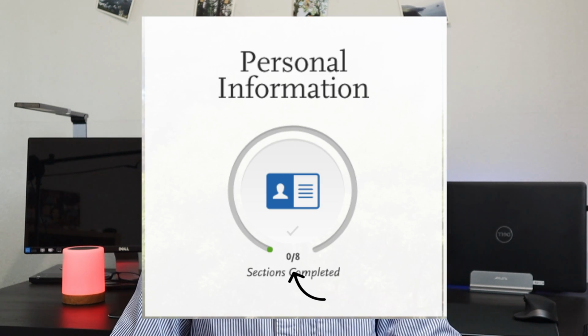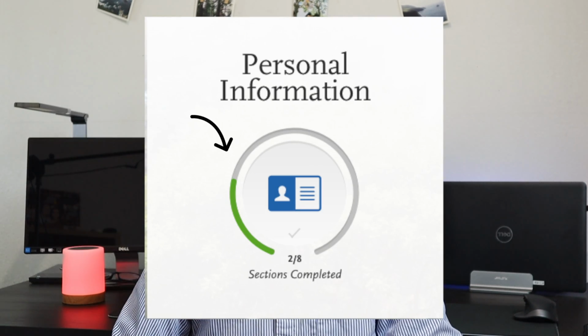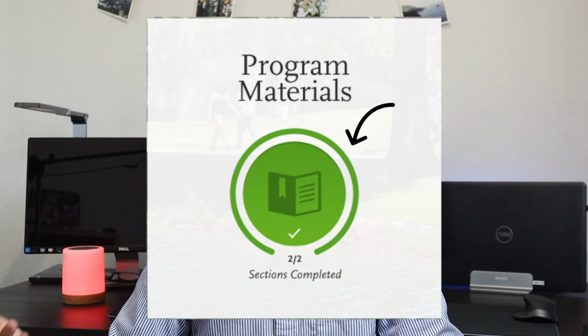For each individual quadrant, you might be able to see that there are specific numbers listed there as well. The numbers that you see are basically subsections that you'll have to complete before that entire quadrant or section is completed. And then you can also see a green circle around each individual quadrant. The green circle will get fuller and fuller as you complete more steps or subsections. So you'll know when an entire section is completed once that entire quadrant is green.